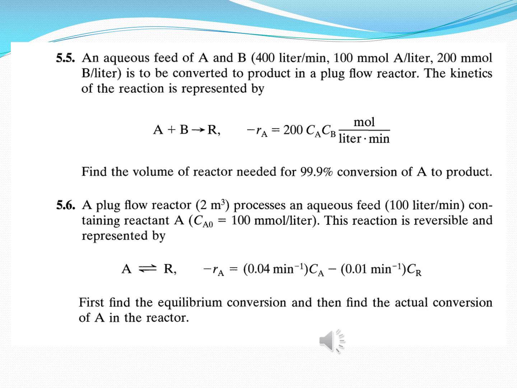A goes to R and then R goes back to A, and the rate of the reaction is given as 0.04 Ca minus 0.01 Cr. Please first find the equilibrium conversion XAE, and then find the actual conversion of A in the reactor. So these are the statements. Now let's move towards the solution.